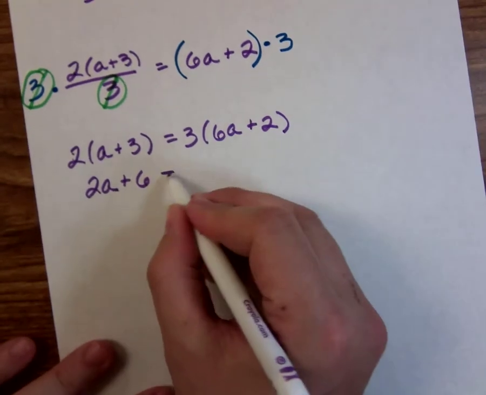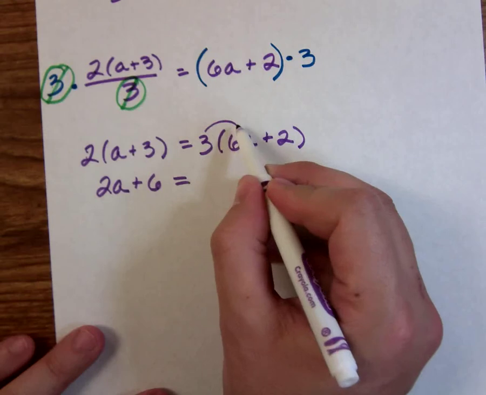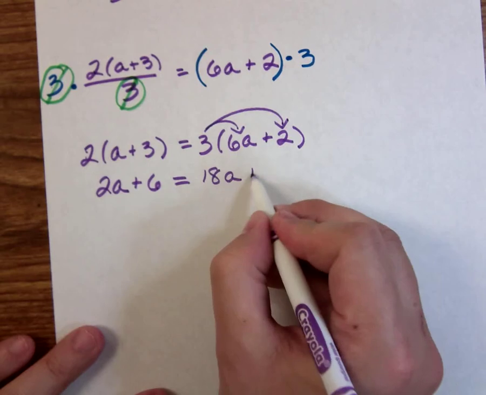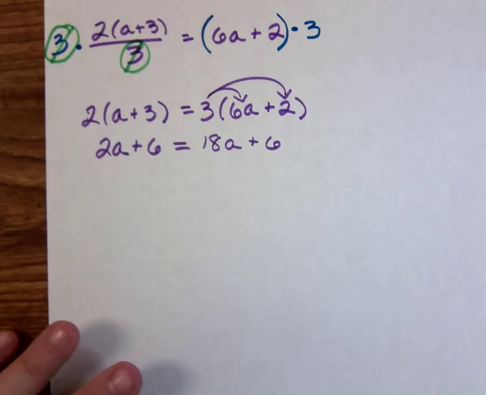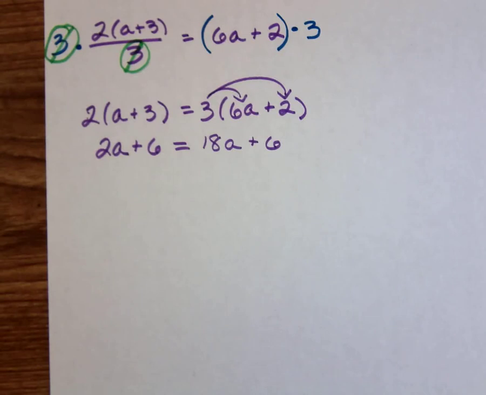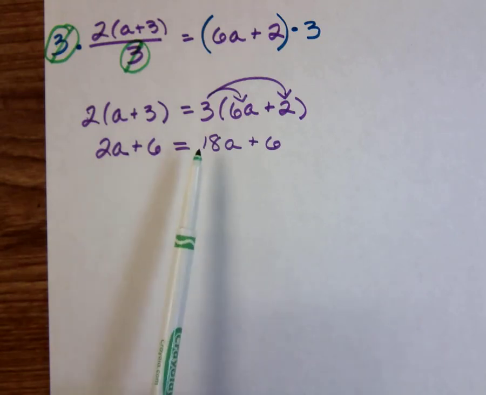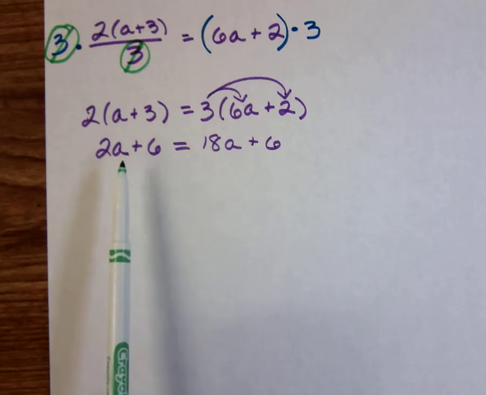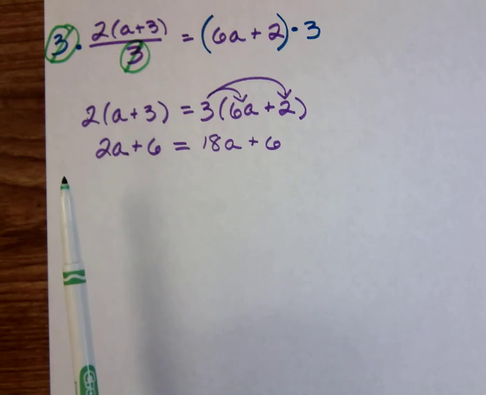Regardless, more distributive property. 3 times 6a is 18a, and 3 times 2 is 6. Okay. Now what? Start getting a to one side. Now, does it make more sense to subtract 2a on both sides or to subtract 18a on both sides? I agree. Subtracting 2a makes more sense. You can do either one. Either one will get you the correct answer.